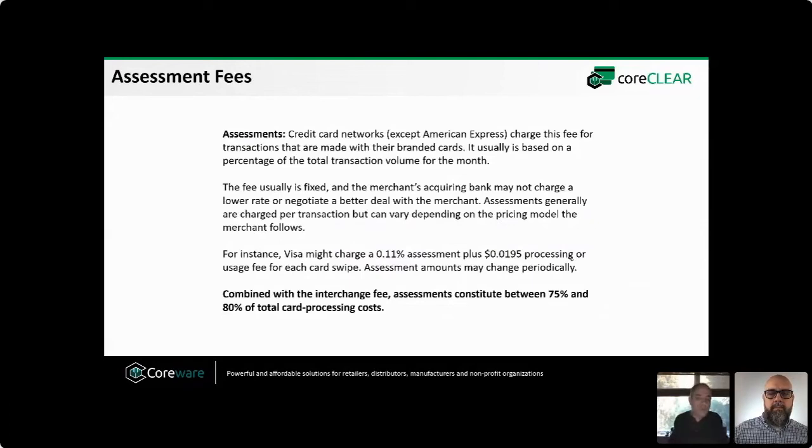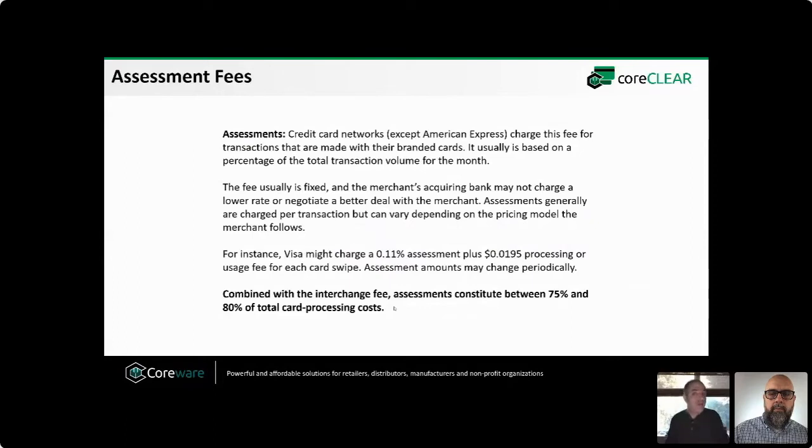Visa might charge 0.11% assessment plus a nearly 2 penny cost for processing, right? Or usage fees. So typically when you look at your interchange and assessment fees, and if you look at everything, the two main fees combined, you are basically accounting for 80 or more % of your processing costs.